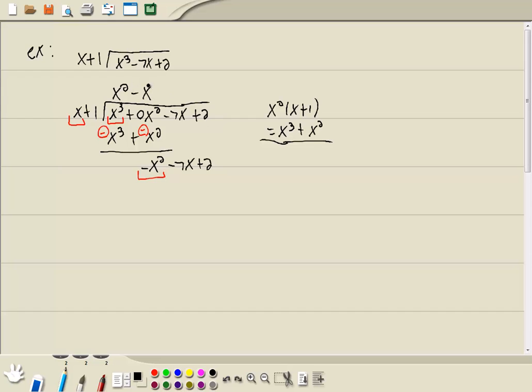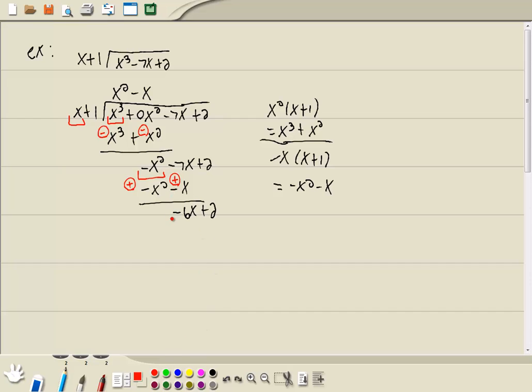And again, whatever you put up on top, you multiply by what's out in front. So we're going to do negative x times x plus 1, which gives us negative x squared minus x. Now we're going to subtract that line, which means flip signs. So this becomes a positive, this becomes a positive. Negative x squared plus x squared drops away. Negative 7x plus x gives us negative 6x. Then I'll bring down 2.